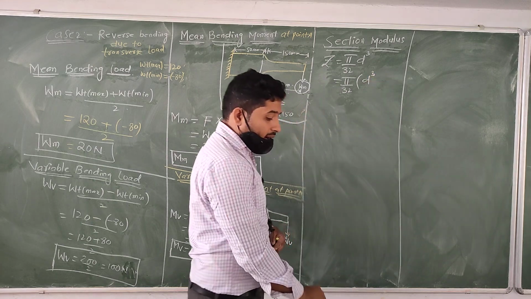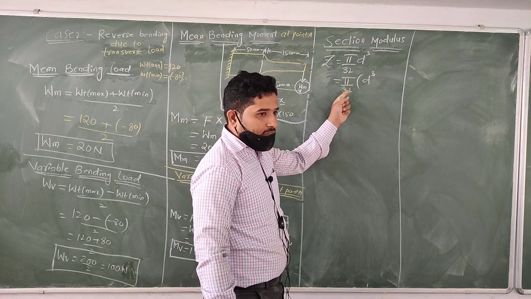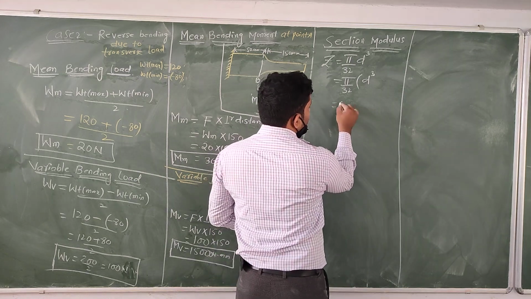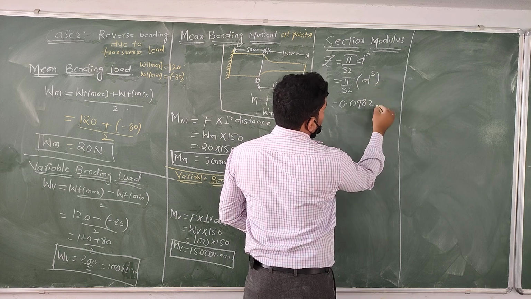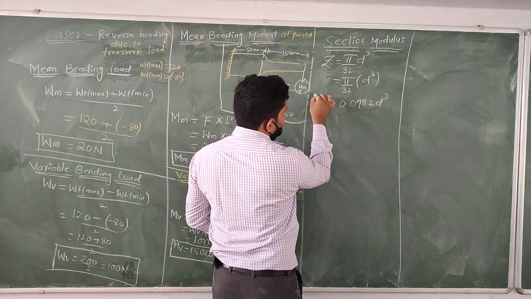So if you calculate the value, 3.142 by 32, then you will get the value of 0.0982 d cube as it is. Okay dear, that is the value of the section modulus.